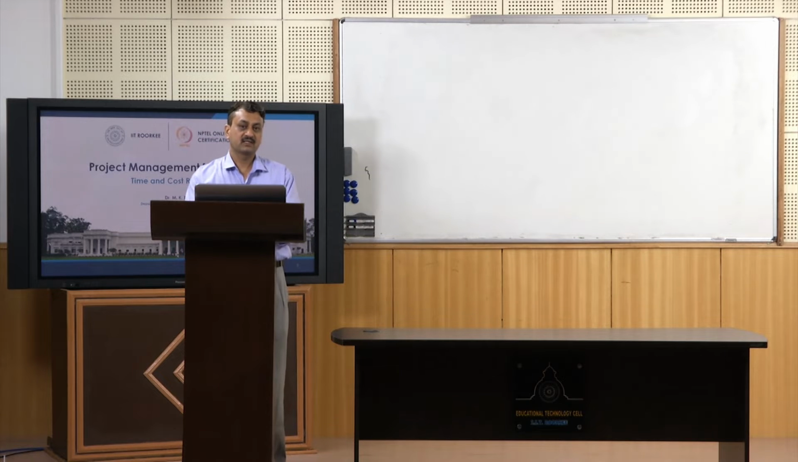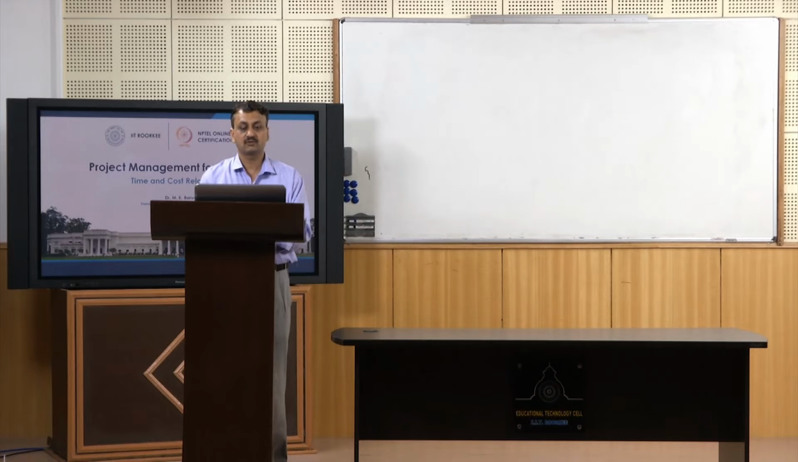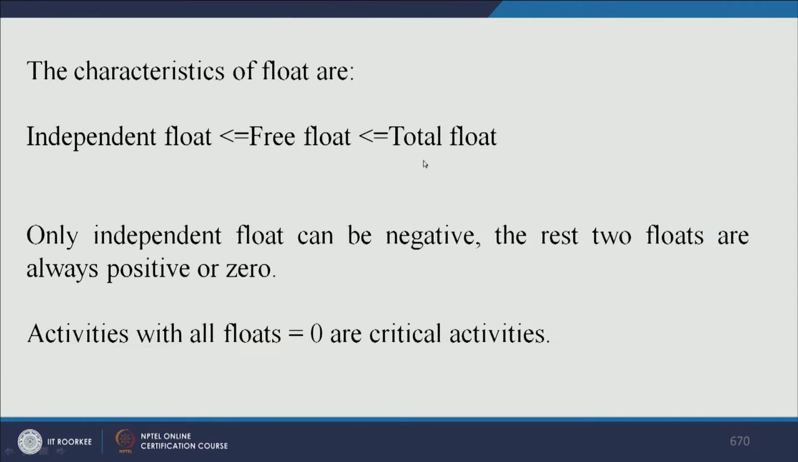So we will calculate these floats. Keep in mind that always total float value would be largest amongst these, then free float and then finally independent float, right? So we have considered only these 3, we are not looking at safety float, right? One more important characteristic is that only independent float can take negative value, right? The rest 2 floats are always either 0 or positive, right?